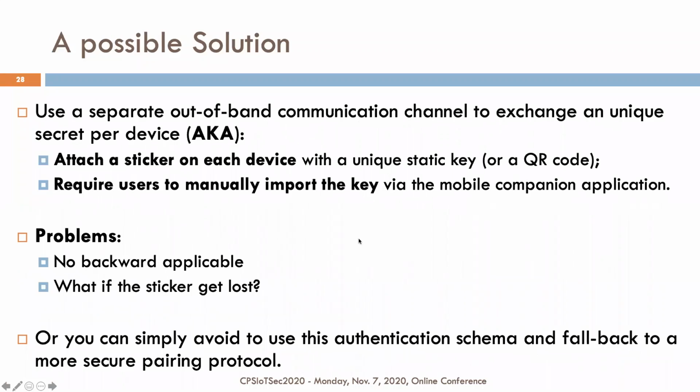A possible solution would be to use a separate out-of-band communication channel to exchange a unique secret, unique per device. So it could be possible to attach a sticker on each device with this unique key, or also a QR code, and require the user to manually import this key or scan the QR code through the companion application. Also, there are some problems because this approach will not be backward applicable, and a solution must be found for what would happen if the sticker gets lost. Or you can simply avoid using this authentication schema and fall back to a more secure pairing protocol.